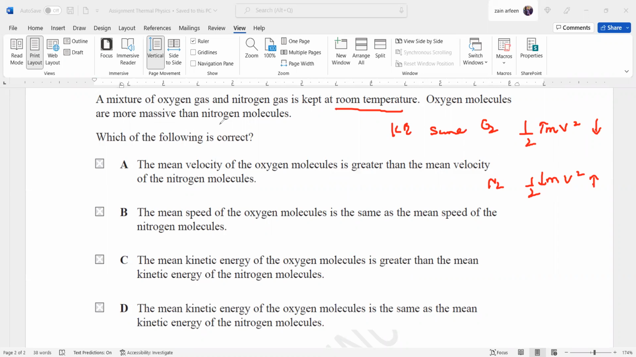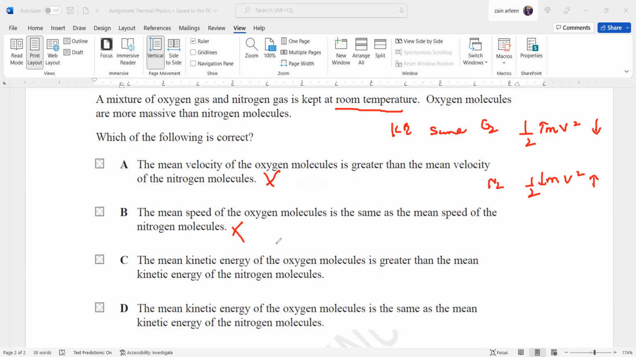So when we check the options, option A says the mean velocity of oxygen molecules is greater. That is wrong. The oxygen molecule velocity will not be greater, it will be smaller. The mean speed of oxygen molecules is the same? It won't be the same because they have different masses. That's why the speed cannot be the same.